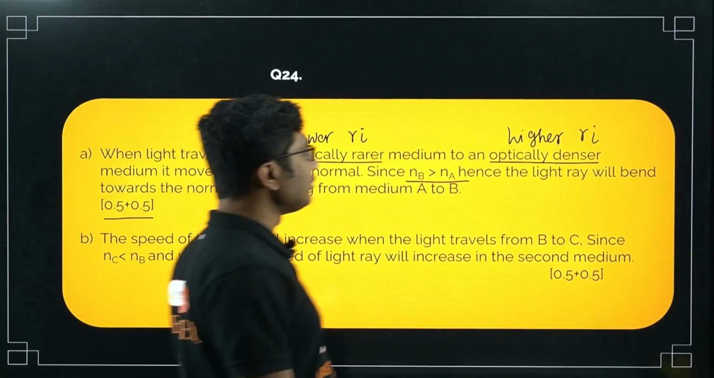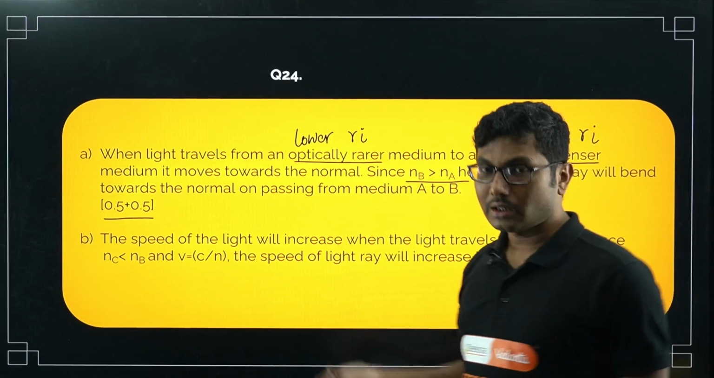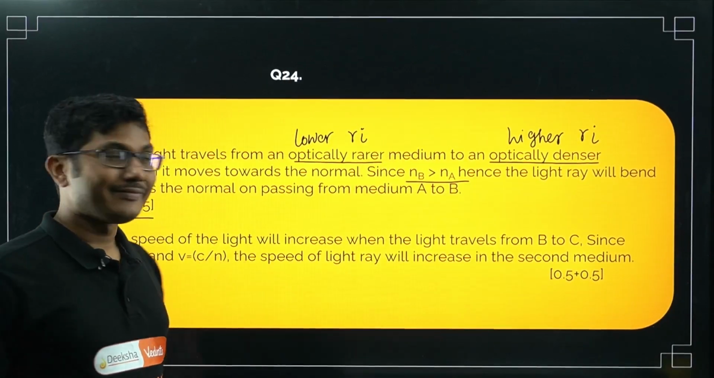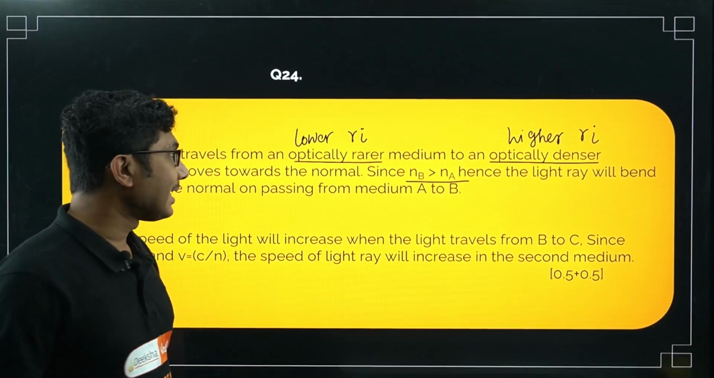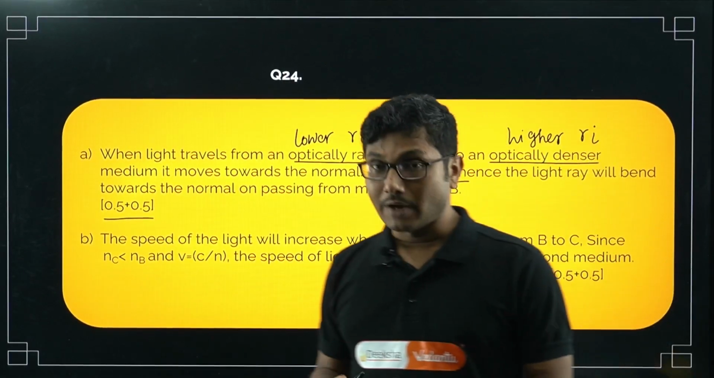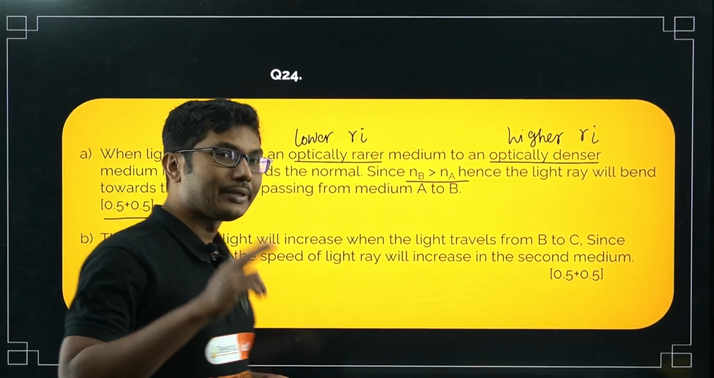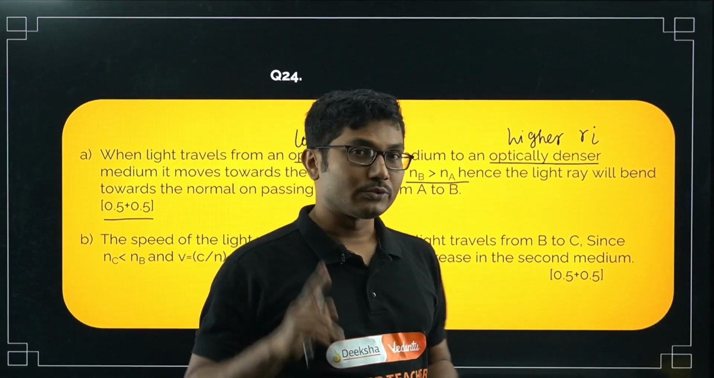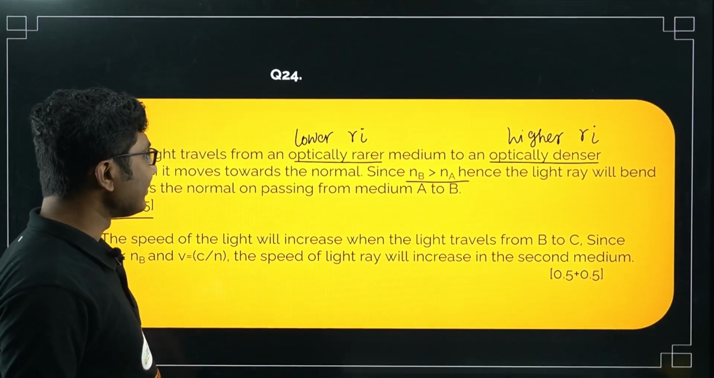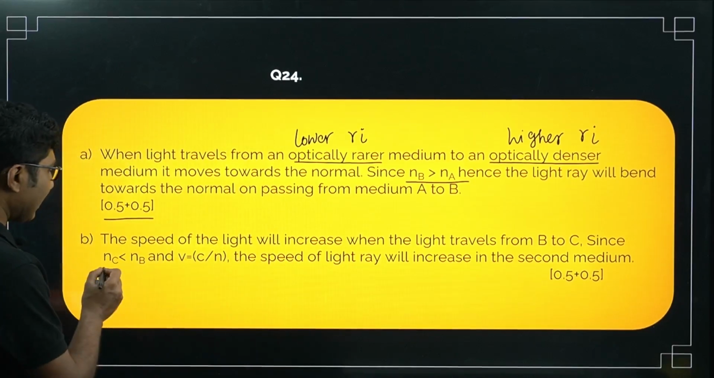First of all, you have to mention when it happens. As I said, the light ray is traveling from lower refractive index to higher refractive index. That is the first part, and the second part is that you have to identify which case it is. First you give the explanation and then answer correctly, and you will get 0.5 plus 0.5, that is 1 mark. Now let's see part B. The speed of light will increase when light travels from B to C, since NC is less than NB.